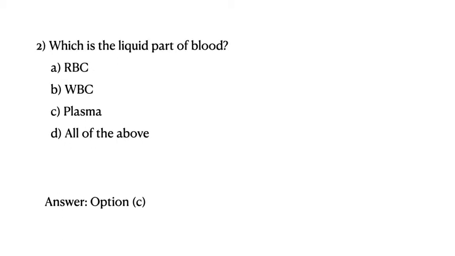Question number 2. Which is the liquid part of blood? A. RBC, B. WBC, C. Plasma, D. All of the above. So children, we have already discussed which is the liquid part of blood. Yes, that is plasma. So option C is the correct answer.